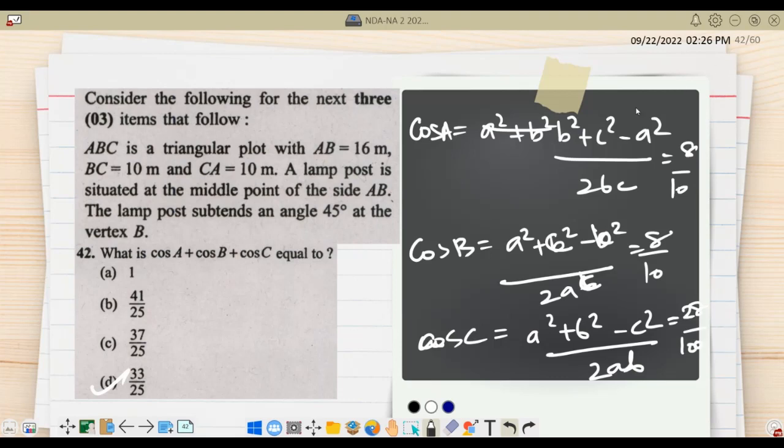This is just addition, subtraction, multiplication and division. General or basic mensuration. So you just apply the formulas and you're going to get the answer. It's going to be 33 by 25. This is the method you're going to solve it with.